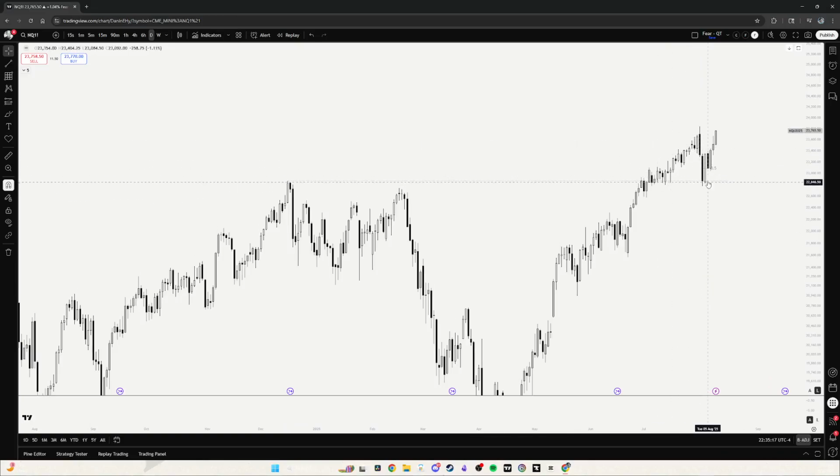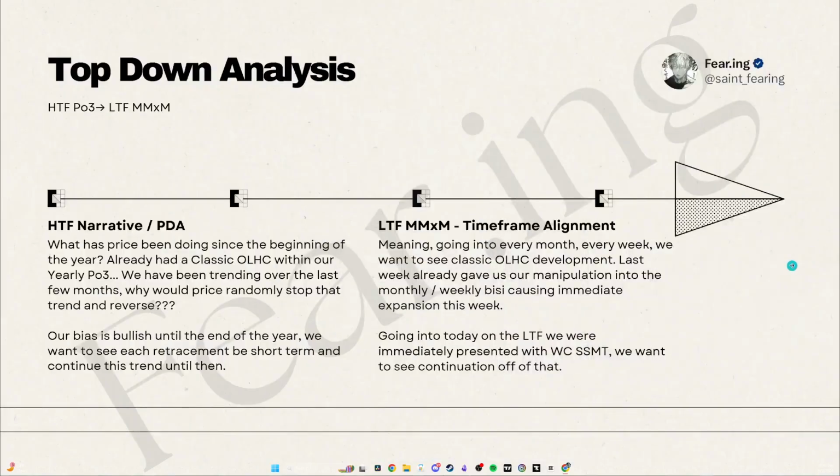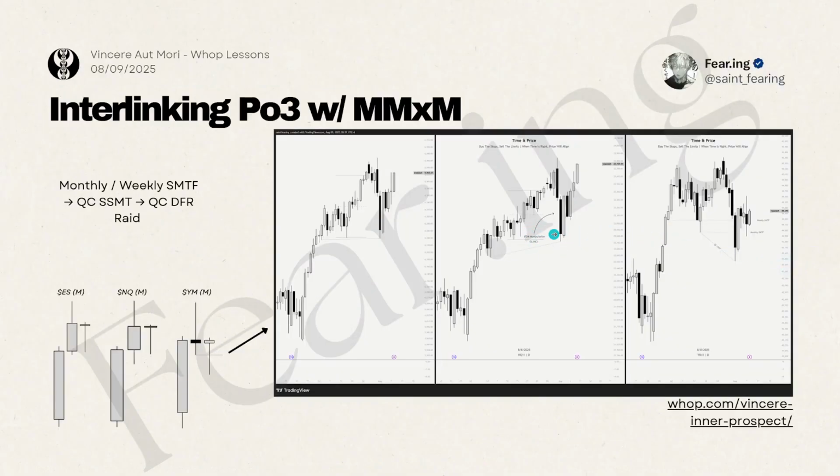And what do we specifically want to study right here? What we want to specifically study right here is what actually caused the reversal. So obviously in the higher time frame, we were rebalancing, but when we zoom in and look very closely in terms of quarterly theory, there's a few things. The first thing that stands out is the fact that YM is delivering from a monthly BISI, while NQ and ES both fail to trade into that, already giving us a monthly SMTF.